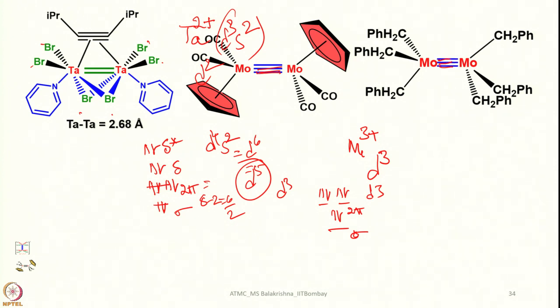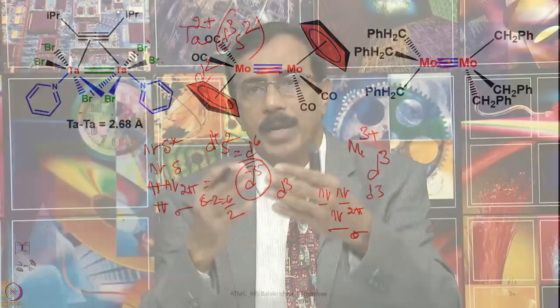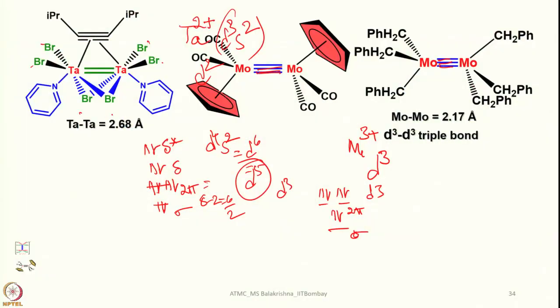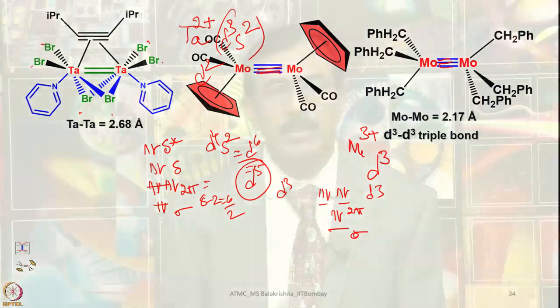So this is how you should be able to identify the magnitude of the metal-metal bond simply by electron counting, and then adding those electrons to the already established MO diagram that I have given to you, in the order sigma, 2 pi, delta, delta star, 2 pi star and then sigma star again. So here the molybdenum distance is 2.17 Angstrom units and it has a triple bond. This is almost identical with the Re2Cl8 dianionic compound.